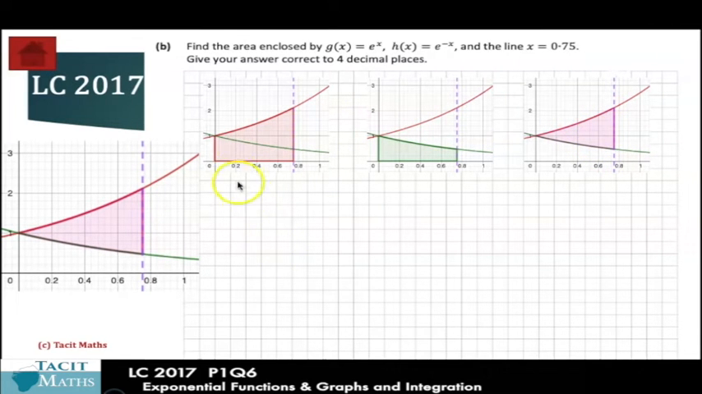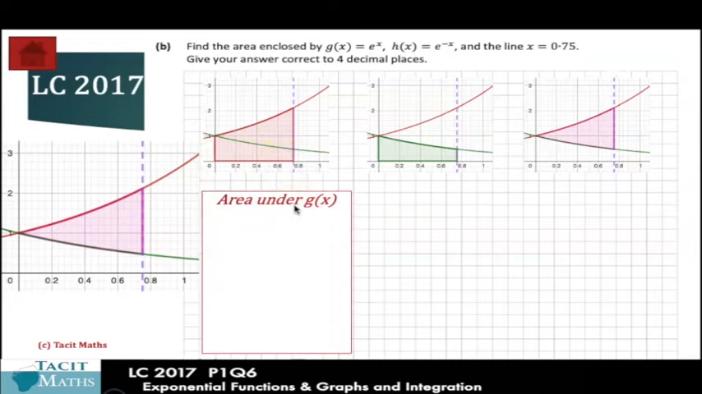So the first step here anyway is we need to get the area under the red curve here. And as everybody should know at this stage, this is the fundamental application of integration, is finding the area underneath the curve between two x values. So our two x values are 0 and 0.75. So that's what our definite integrals are going to be.